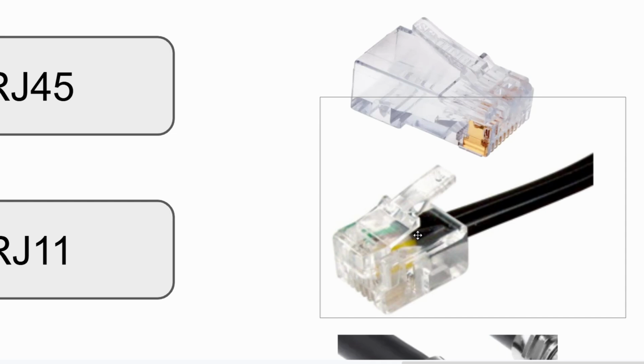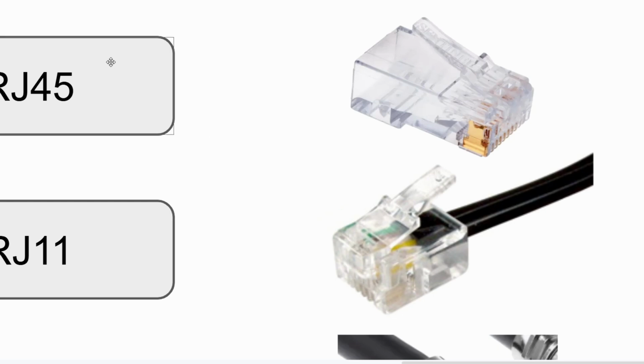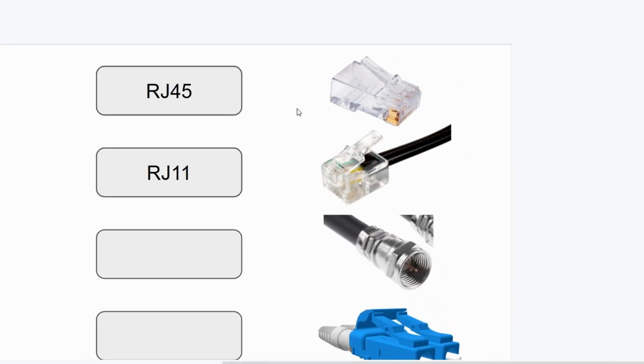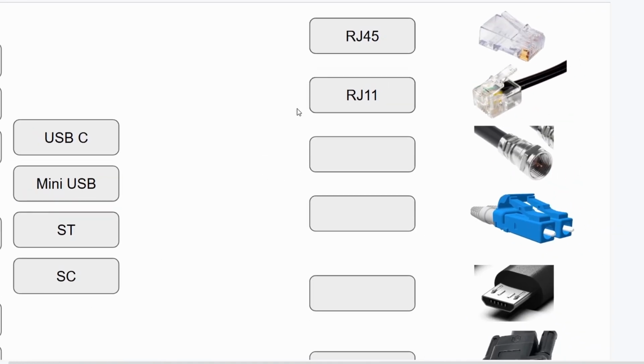Obviously, you don't want to be relying on that method in your exam. You should just know. But if you are stuck, know that the difference between these two RJ cables that will help get you past questions like this is RJ11 is smaller and square and is for telephones. RJ45 is larger, more rectangular, and is for wired Ethernet. All right, that's going to be the distinguishing factor that will get you through that.